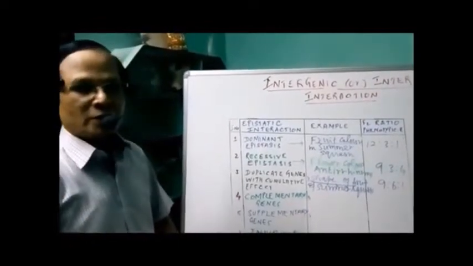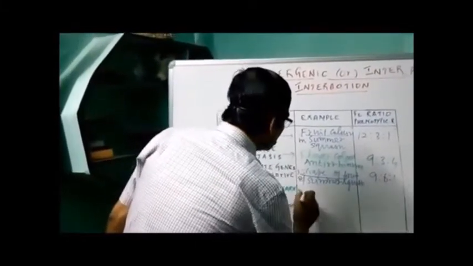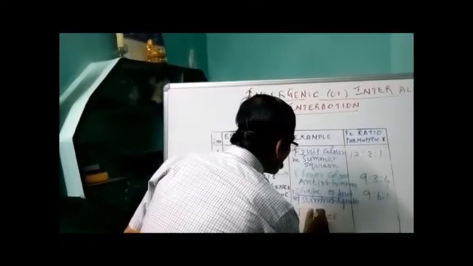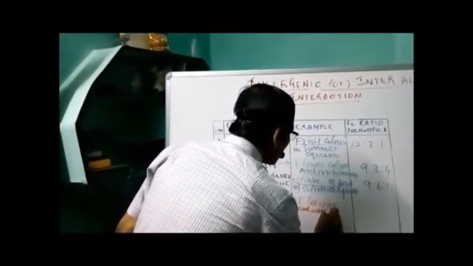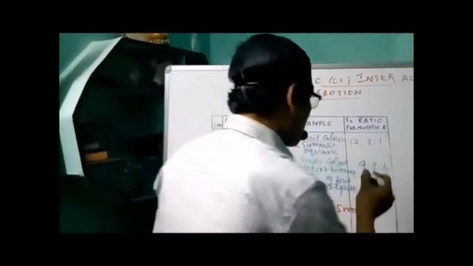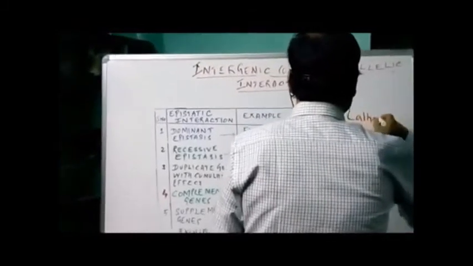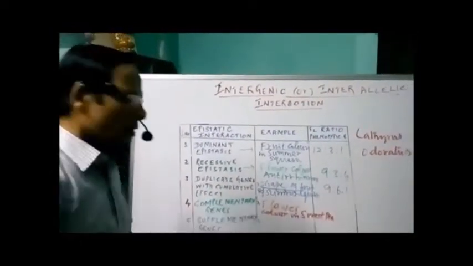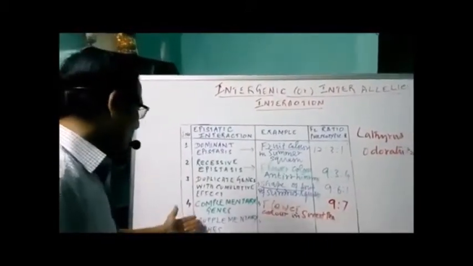Now for complementary genes, we are taking the flower color in sweet pea. The binomial for sweet pea is Lathyrus odoratus. Here we have the ratio 9:7. So that's about the complementary genes.